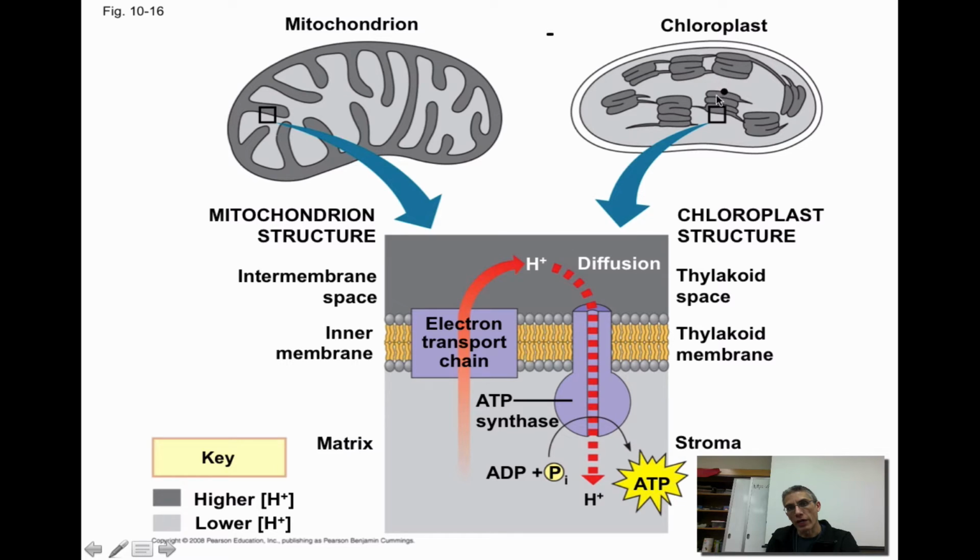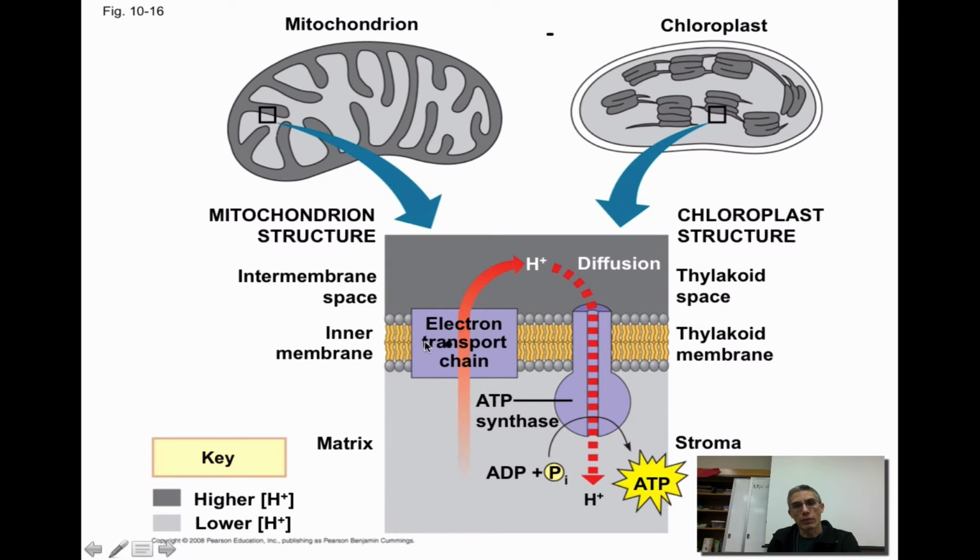Over here with the chloroplast, remember that we have these flattened discs, which are the thylakoids, and we have this fluid-filled area on the outside, which is called the stroma. Now, when you come down here to this diagram, if you look at the key in the lower left, you have a higher H+ or proton concentration in the dark gray area compared to the lower concentration of H+ or protons that you see with the lighter gray area down here.